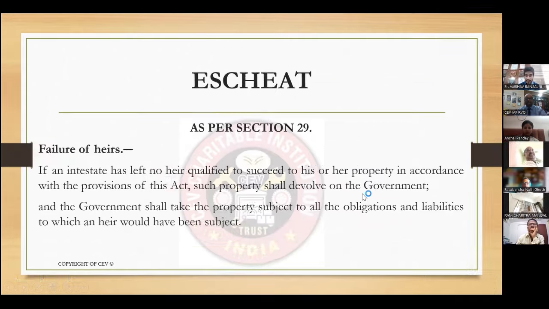So, अगर क्लास 1, क्लास 2, एग्नेट, कॉग्नेट कोई भी रिलेटिव नहीं है तो वो प्रॉपर्टी जो है वो गवर्नमेंट को चली जाएगी. इसी को एस्चीट कहते हैं. And the government shall take the property subject to all the obligations and liabilities to which an heir would have been subject.